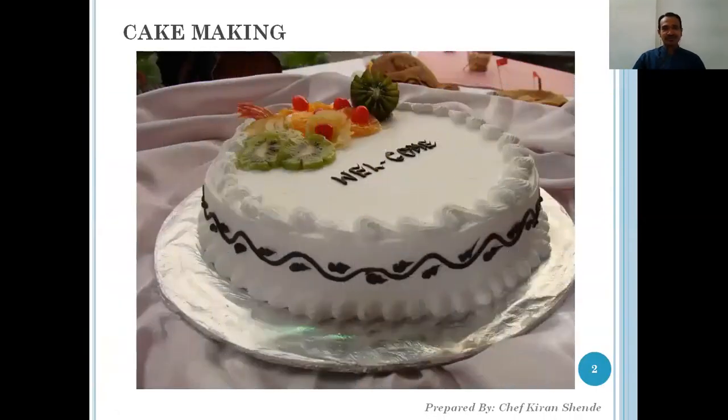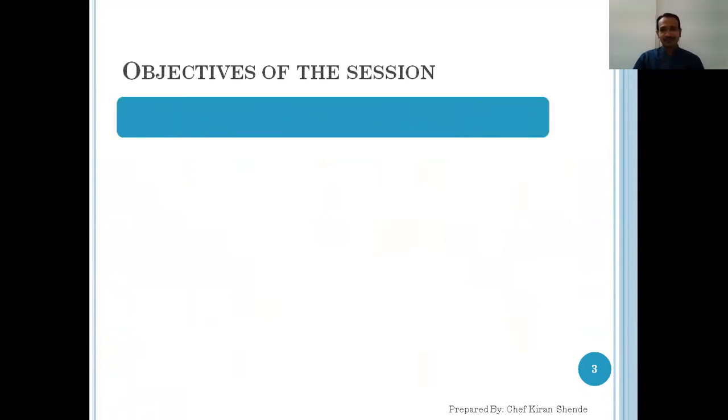Before I take you to the objectives of today's understanding, let me tell you, cake is the most favorite of all. If you apply the correct technique, if you apply the correct artwork to it, it will give you good results. Now, on that very note, let me take you to the objectives of today's class.